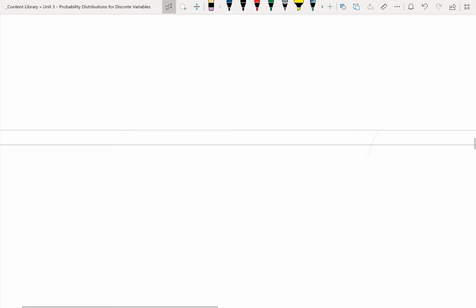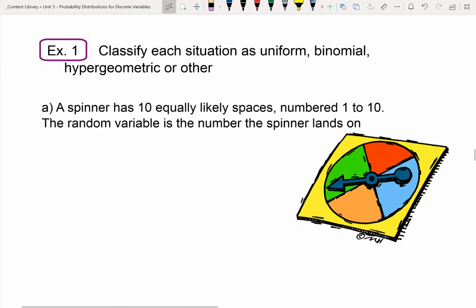Now we want to get into some classification and trying to identify which type of probability distribution we should be using. So for A, a spinner has 10 equally likely spaces numbered 1 to 10. The random variable is the number the spinner lands on. In this case, the key thing that should jump out is the 10 equally likely spaces. If something's equally likely, that means our trials are uniform or have the same probability. So it should be uniform distribution.